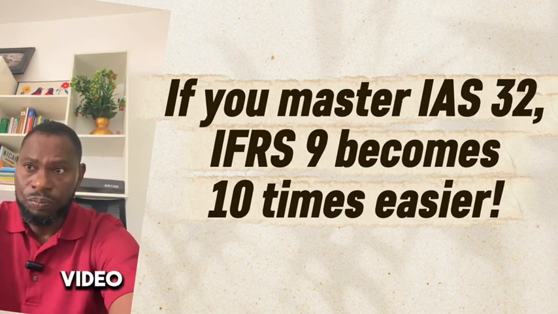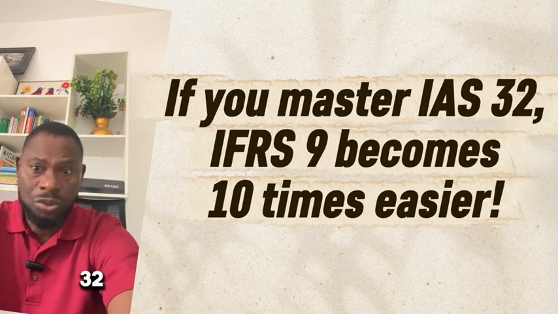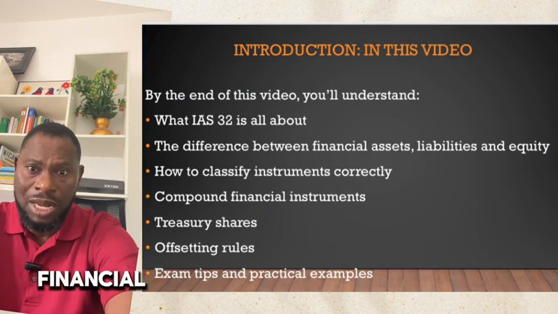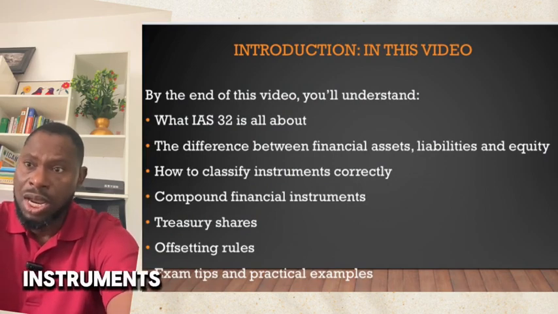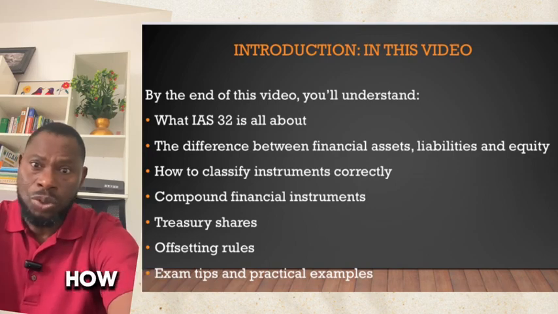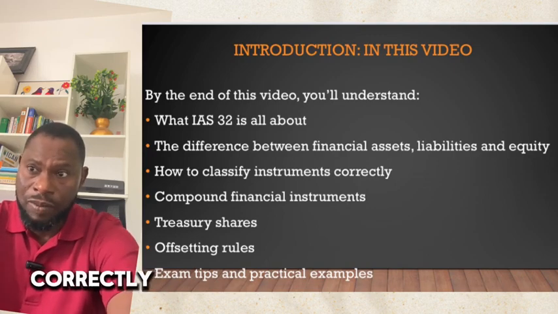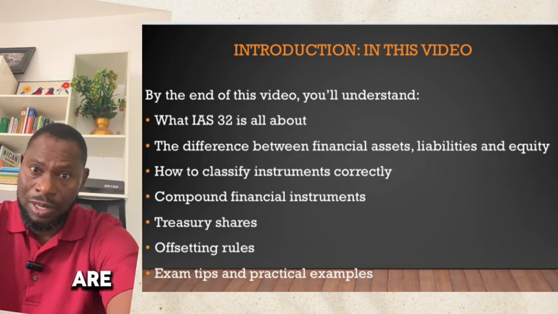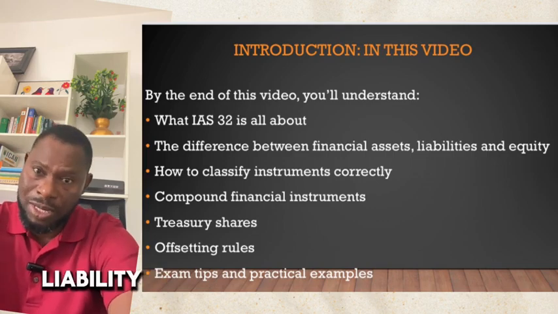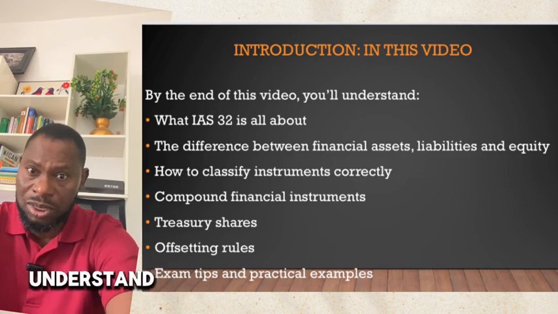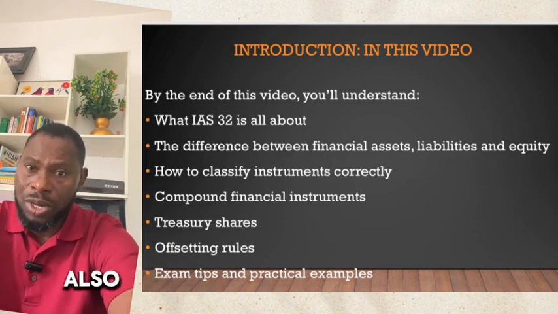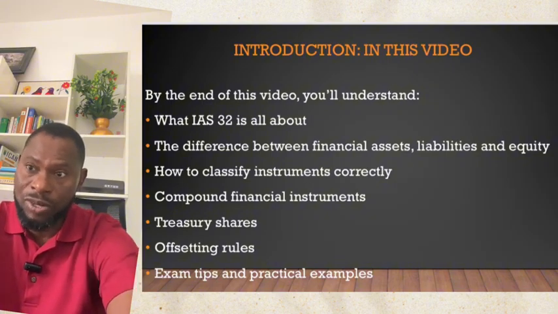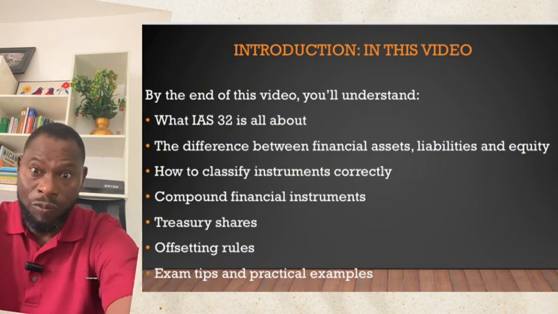At the end of this video, you will understand what IAS 32 is all about. You will also understand the difference between financial assets, financial liabilities, and equity instruments. Also, you will understand how to classify financial instruments correctly. We're also going to explain what compound financial instruments are, those that are not clearly liability and not clearly equity, and see how to account for them. You should also know what treasury shares are and how to account for them.